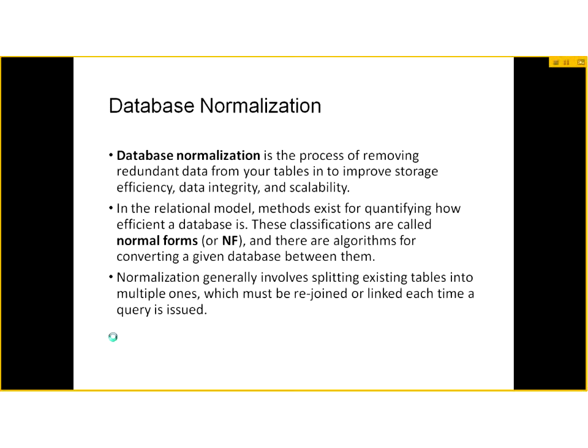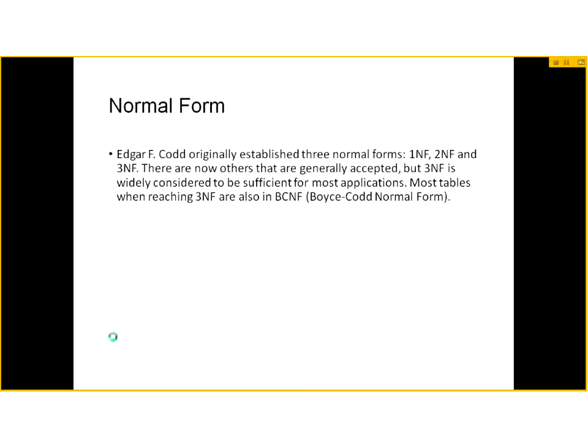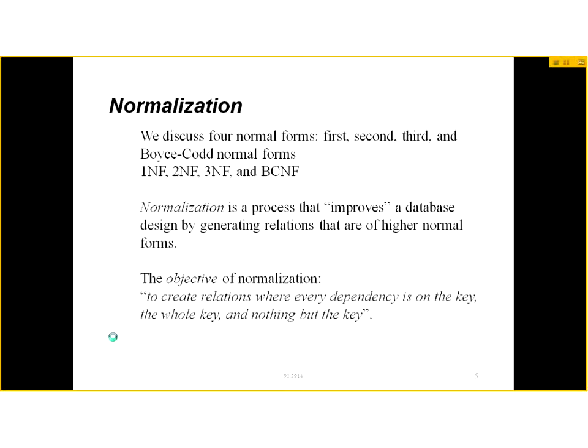Normalization is the process of removing redundant data from your tables to improve storage efficiency, data integrity, and stability. To quantify how efficient your database is, you use normal forms, and there are algorithms for converting a database between them. I'll be skipping these because you've already talked about them. There are different normal forms, like first, second, and third normal forms, and if we have converted our database up to third normal form, it is considered sufficient for most applications.